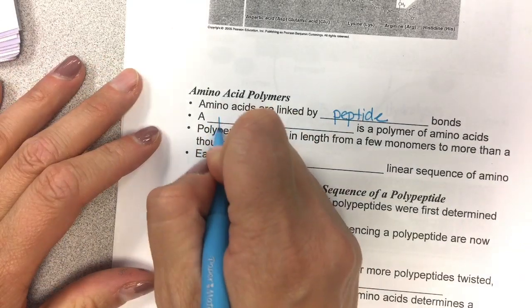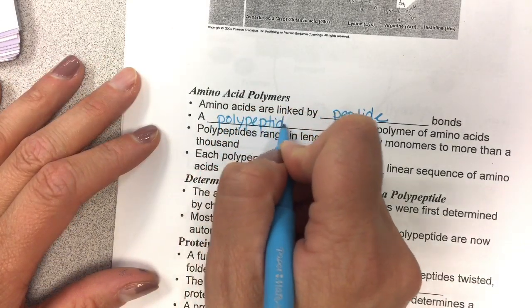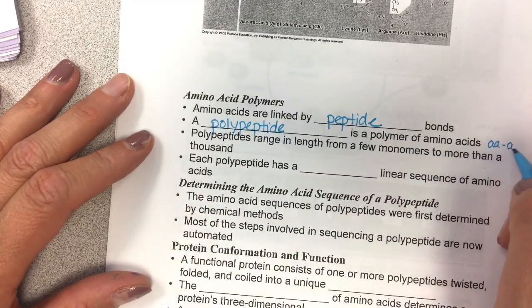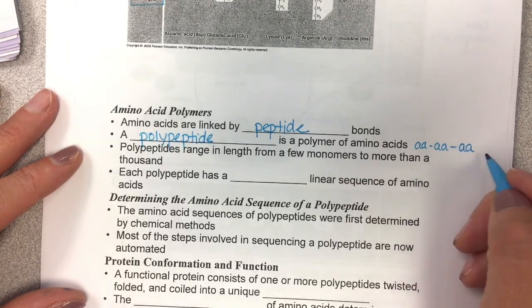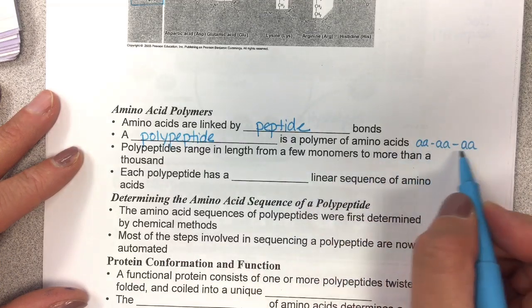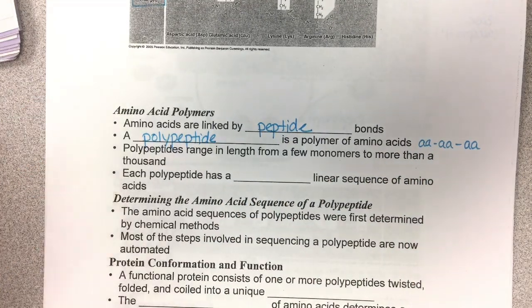And a polypeptide is a polymer of amino acids. So it's one amino acid hooked to another. I'm just going to put AA for an amino acid hooked to another amino acid, etc. They can vary in length from just a few monomers, like this one here, to more than 1,000. I'm not going to sit here and draw 1,000, but you get the idea.